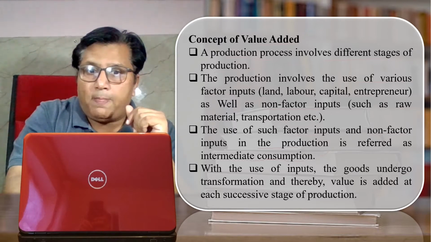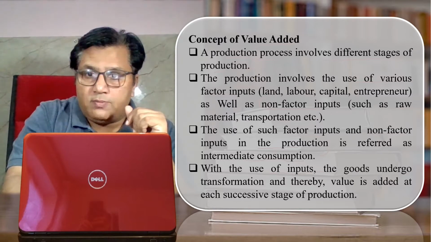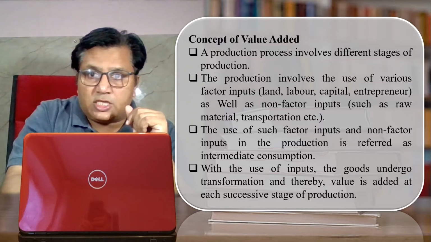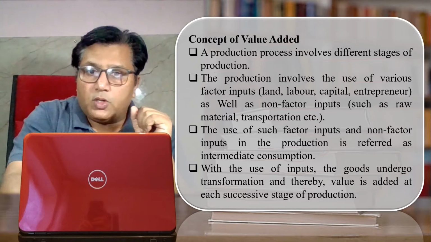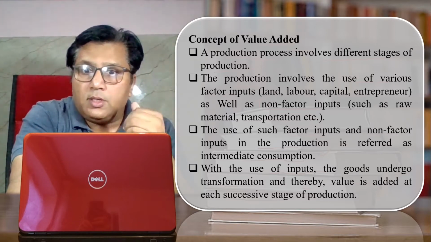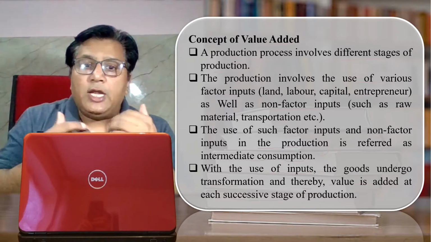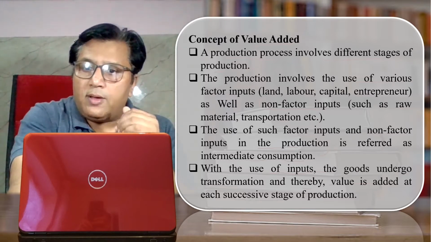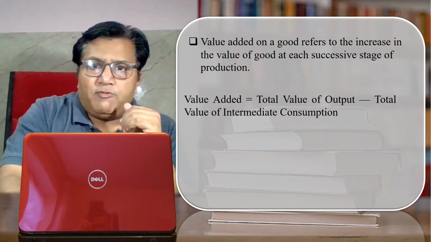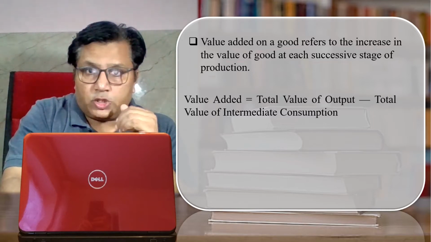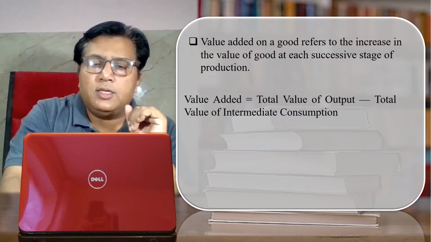And always remember, with the use of intermediate consumption, the goods undergo transformation and thereby the value is added at each successive stage of the production. So by the use of input, what happens? With the help of inputs, the goods undergo transformation and thereby the value is added to each stage of the production. The value added on a good refers to the increase in the value of the good at each successive stage of production. I hope the point is clear.